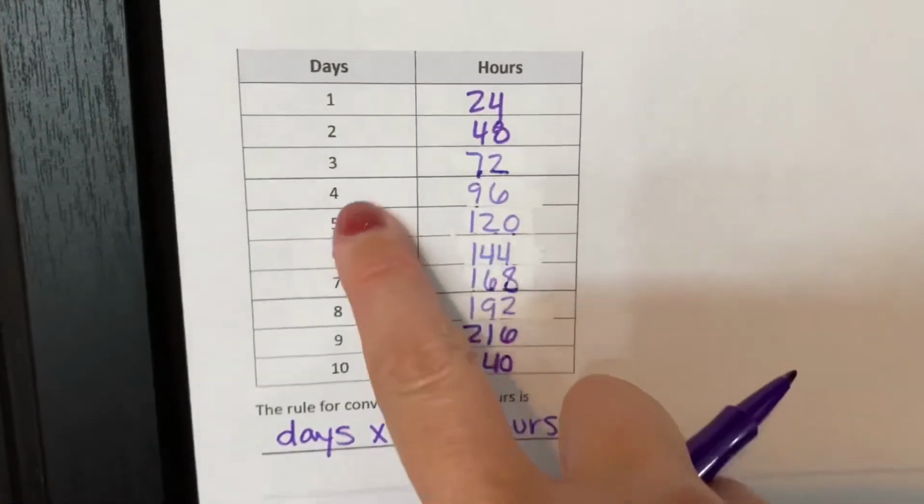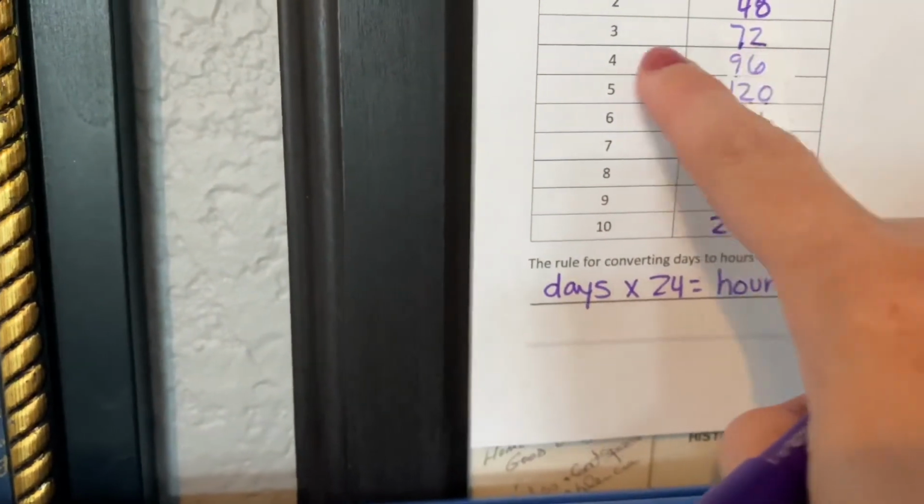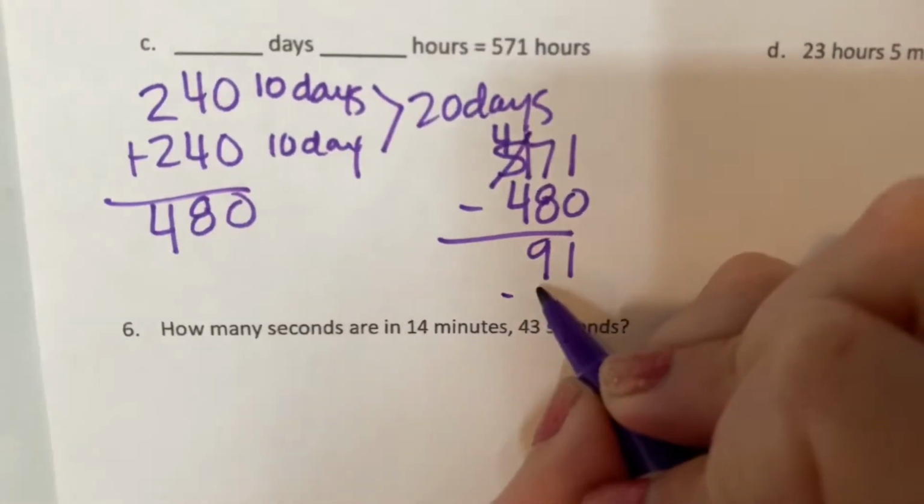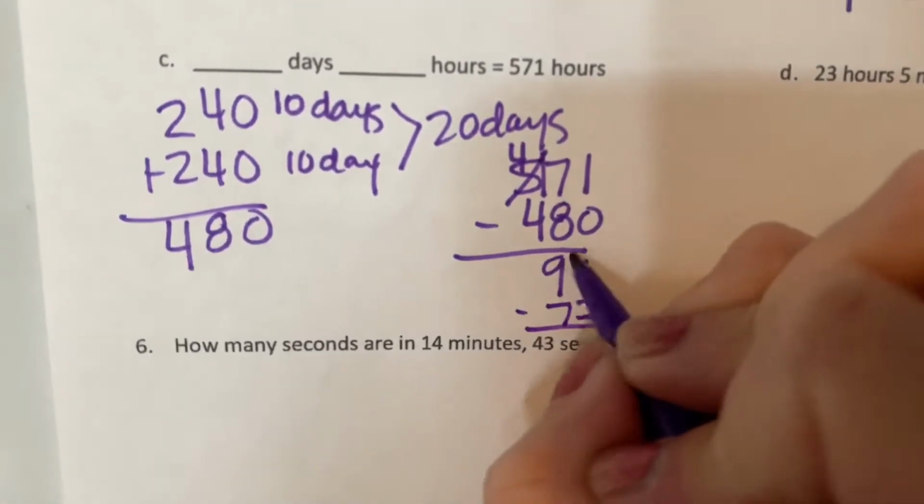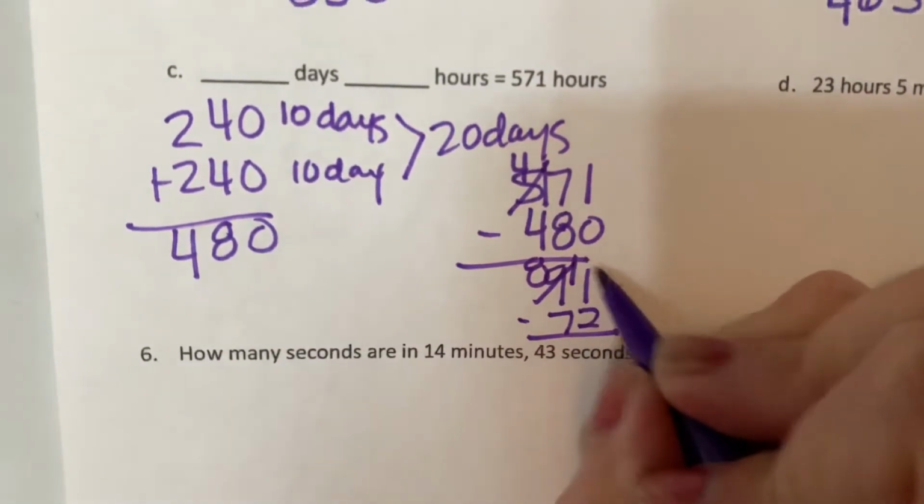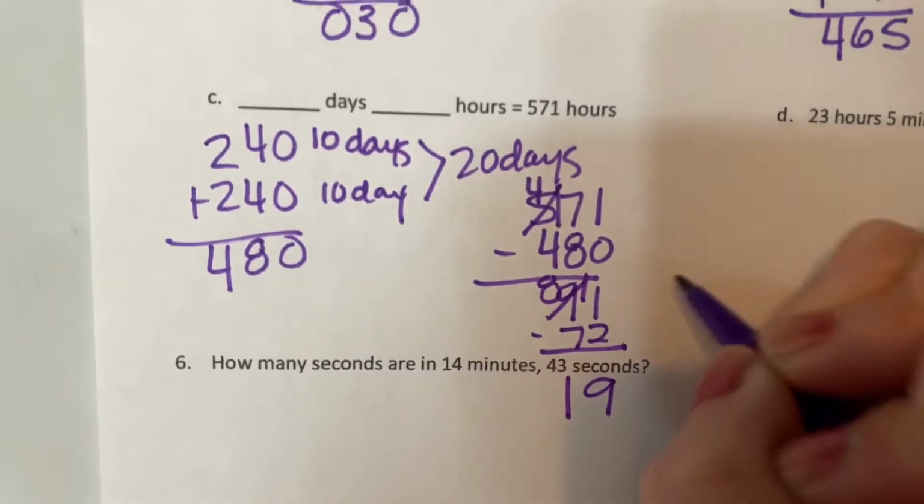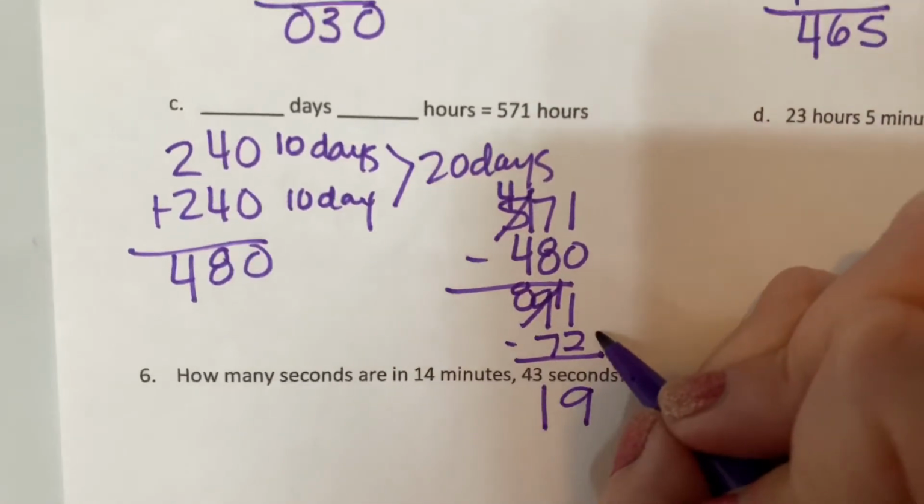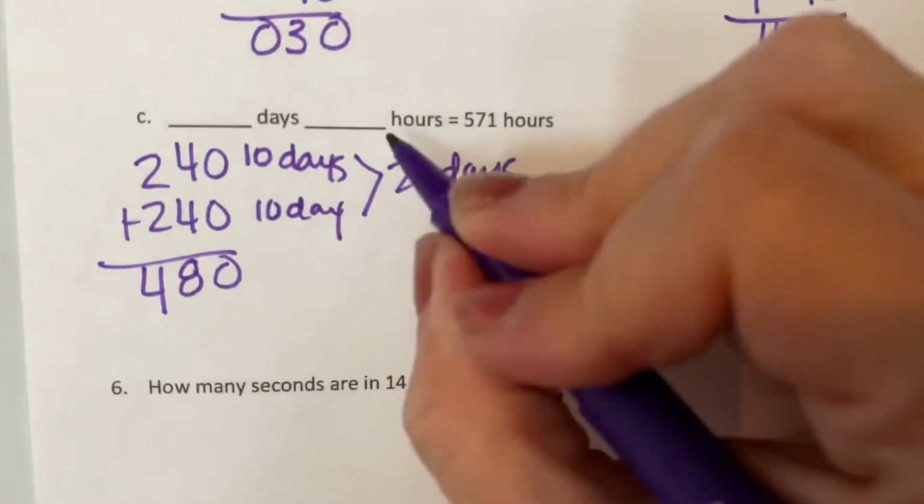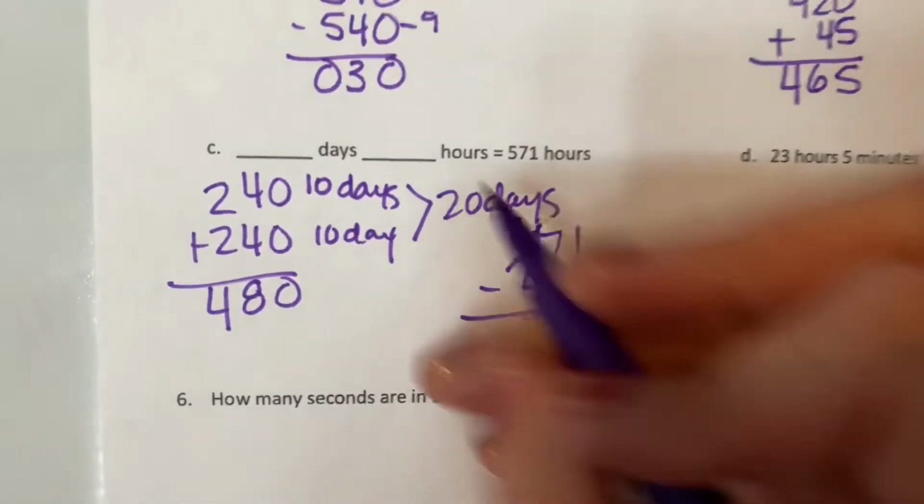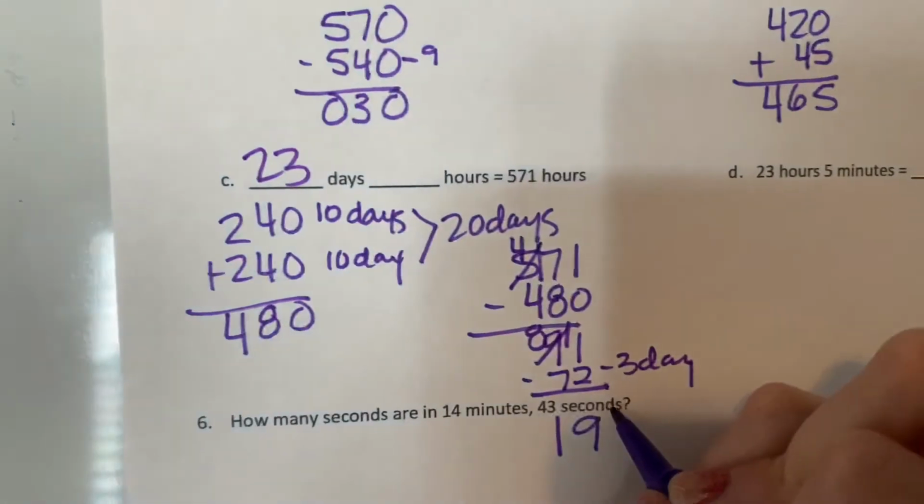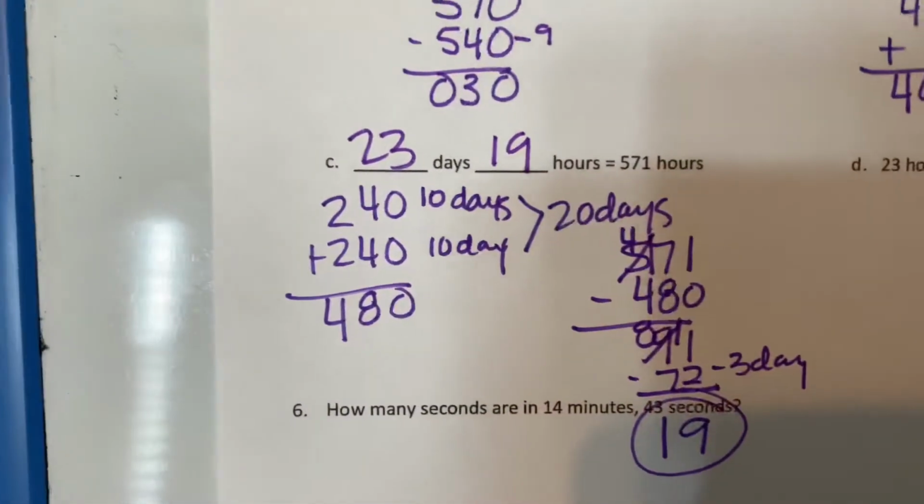I'm going to go back up to my chart and see that 4 days is 96 hours. And that's going to be too much. So I'm going to take 72 because that's less. So that's 3 days. So I'm going to subtract 72 hours. And when I subtract, I've got 11, 10, 9, 1. So this was another 3 days here. So I have my 20 days plus 3 days. So 20 plus 3 is 23. And I had 19 hours remaining.